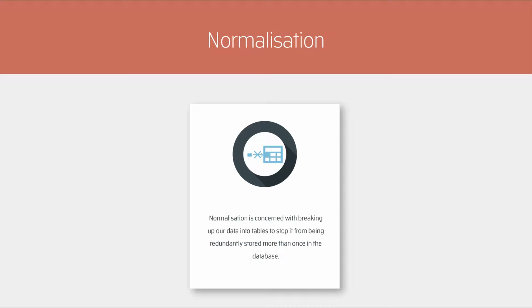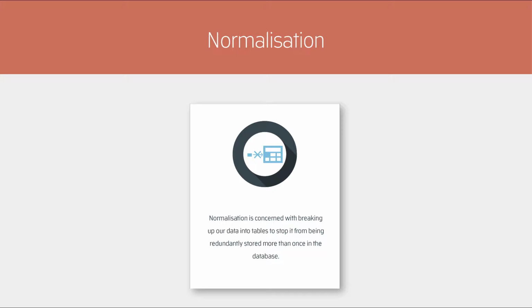Our next unit, and the final one concerning relational database design, is normalization, which is something we've actually already been doing with our tables. Normalization is concerned with breaking up our data into tables to stop it from being redundantly stored more than once in the database. The two main issues with redundancy are that it needlessly wastes disk space and that it increases the potential for data corruption, any kind of problems that could occur when modifying the data in one place but not in another.